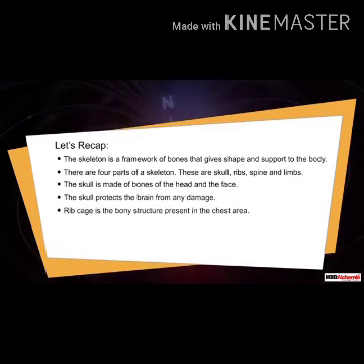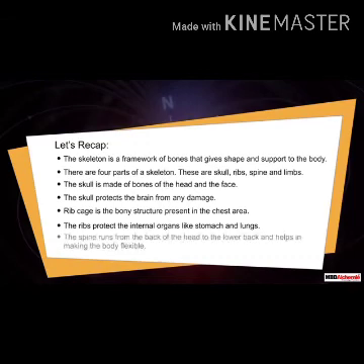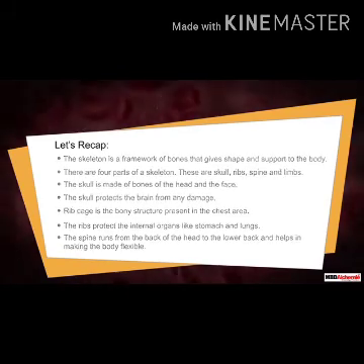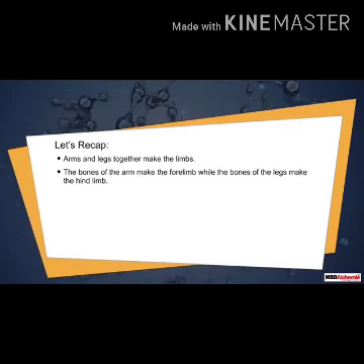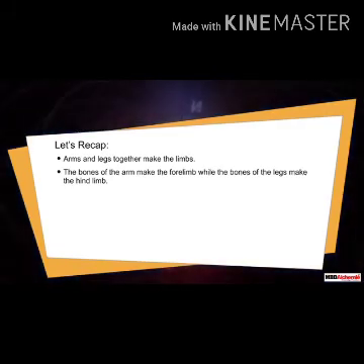Rib cage is the bony structure present in the chest area. The ribs protect the internal organs like stomach and lungs. The spine runs from the back of the head to the lower back and helps in making the body flexible. Arms and legs together make the limbs. The bones of the arm make the forelimbs while the bones of the legs make the hind limbs.